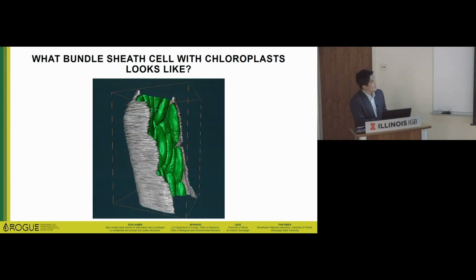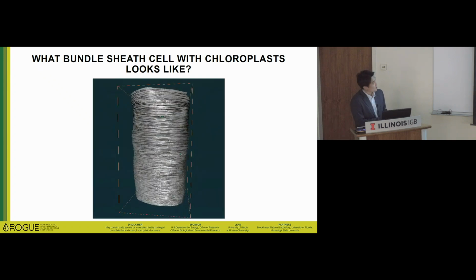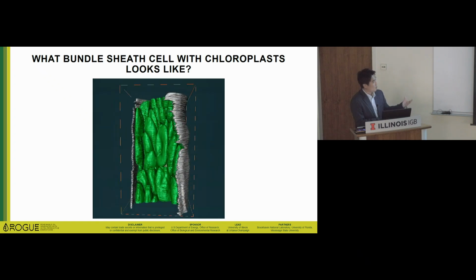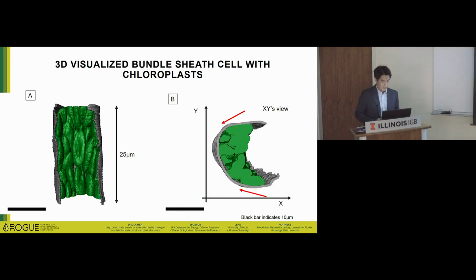So let's look. This green color is the bundle sheath cell, and the gray color indicates the bundle sheath cell wall. This is more detailed information. Panel A shows the bundle sheath cell with the chloroplasts in the front view, and panel B shows the top view of the bundle sheath cell with the chloroplasts. Let's look first at the bundle sheath cell with the chloroplasts in panel A.